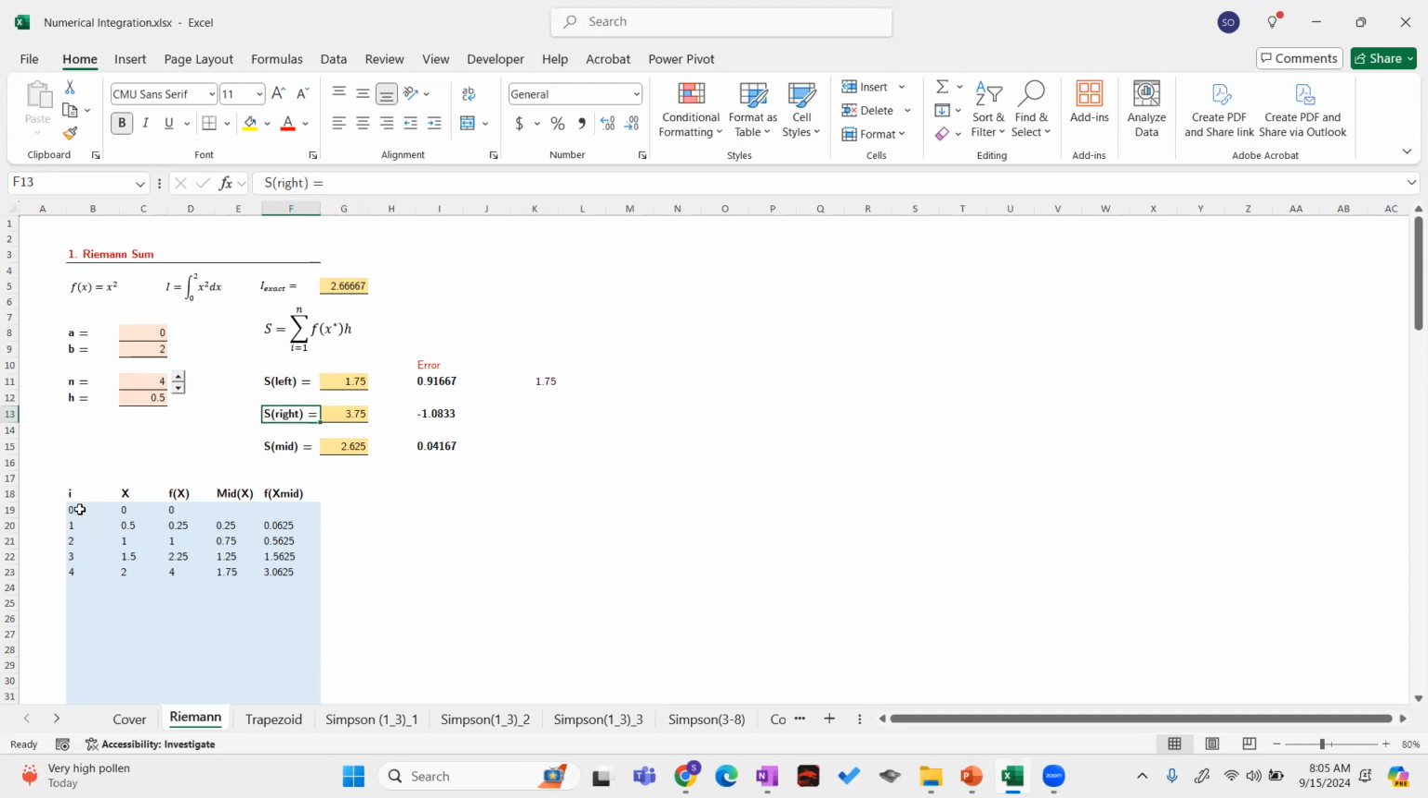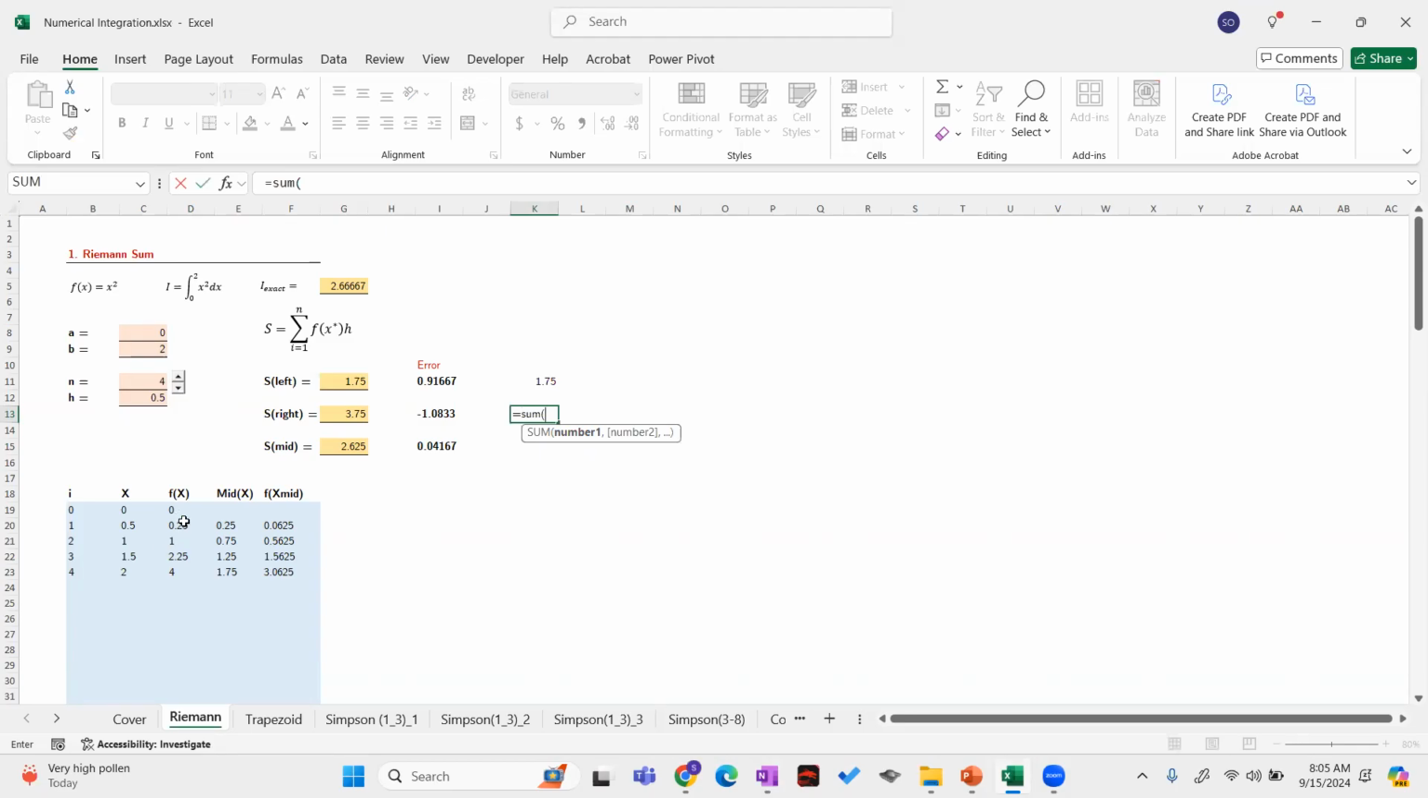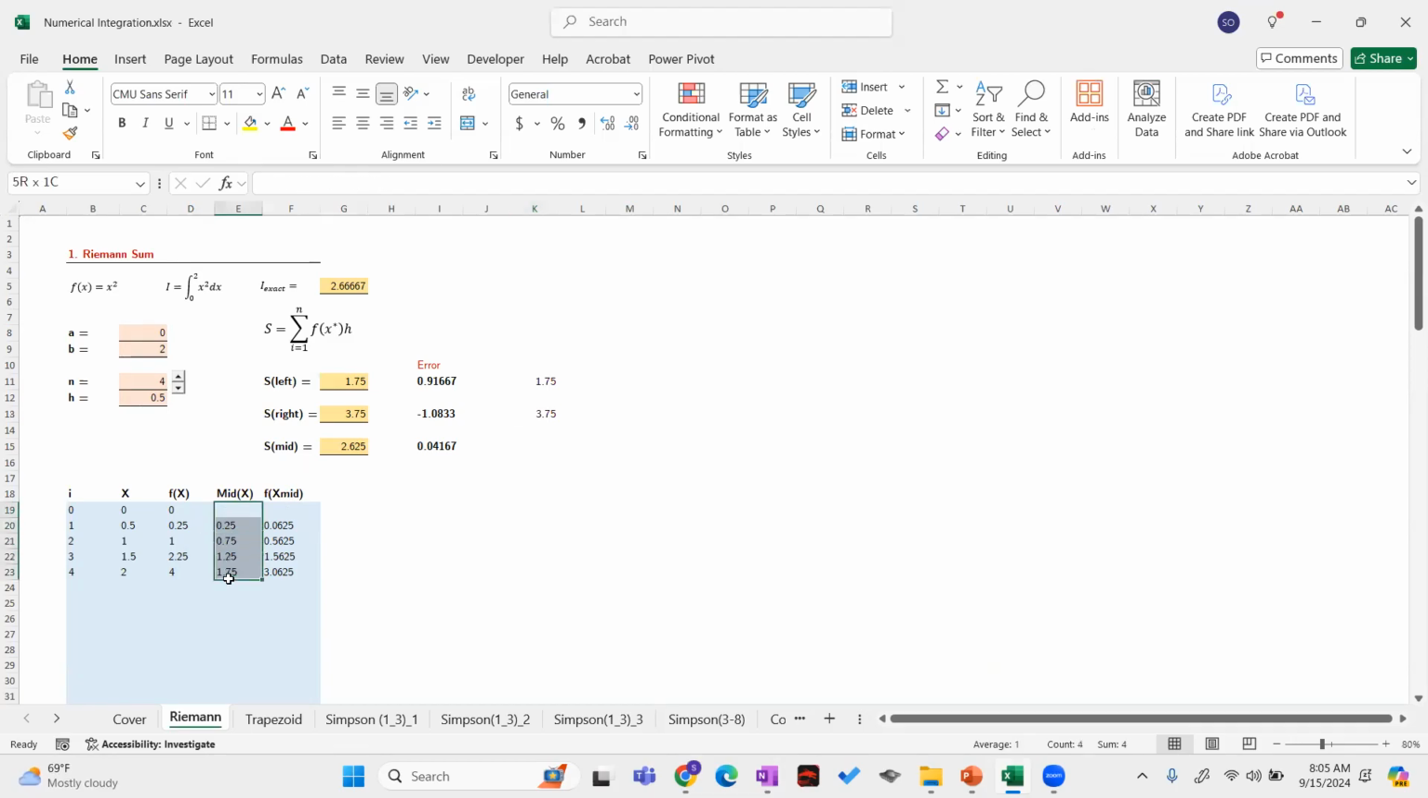So for this interval 0 to 0.5, I will take this height on the right side. In this interval, I'll take this height. In this interval, I'll take this height. In this interval, I'll take this height. So the second one would be the sum of these four, correct, times the subinterval width. Okay, 3.75.